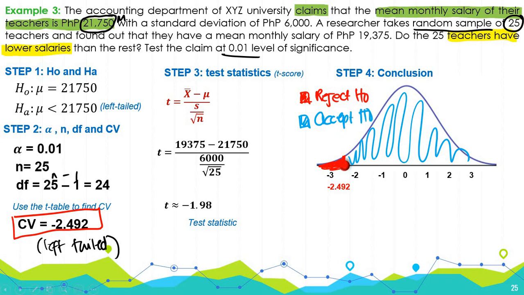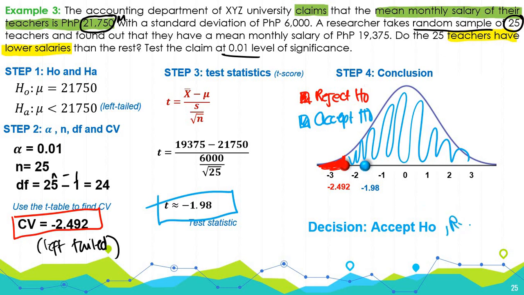How are we now going to make the conclusion? Let's plot t equals negative 1.98. Negative 1.98 obviously will fall somewhere in between negative 2 and negative 1. And this is the test statistic. It's very obvious which region it fell in, and it is in the acceptance region. Therefore, for the conclusion, we are going to accept the null hypothesis, and we are going to reject the alternative hypothesis.